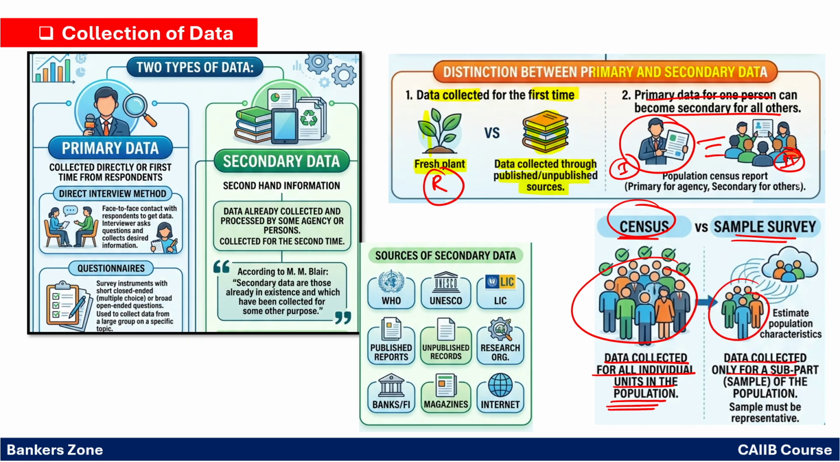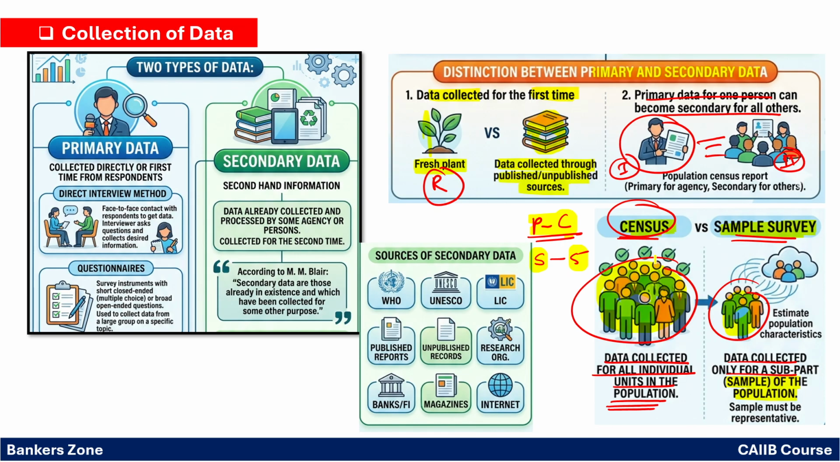So data collected for a subpart of the population, a sample, is called a sample survey. Always remember, if we talk about the population and for each value in the population you are counting, it will be part of a census, right? And if you collect a sample out of that, then it will be part of a survey. So always remember one thing: for population, there will be the census, and for sample, there will be the survey. For population, we are considering each and every value, it becomes a census. If we consider part of the values, from the sample, it becomes a survey.